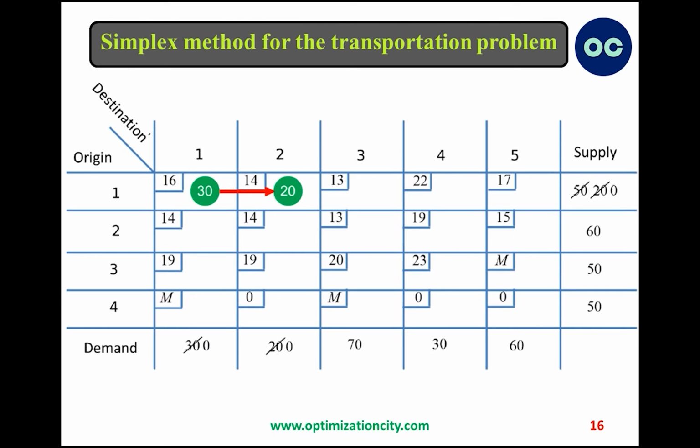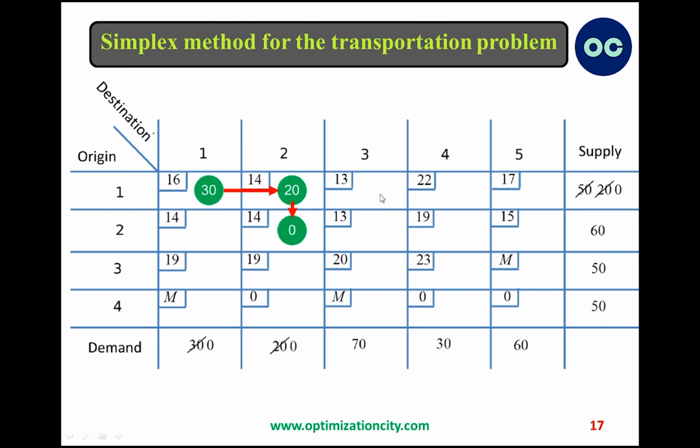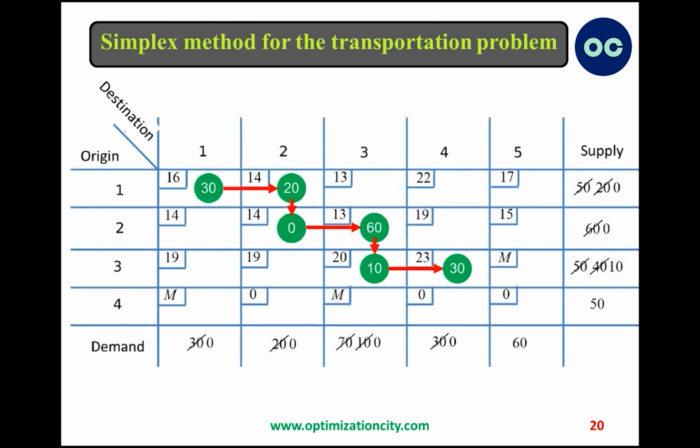We go to the x12. The maximum value is 20 here, and we modify these two values. 20 is to 0 and 20 here is to 0. Because demand and supply are both exhausted, we can move right or down. We move down here, and we continue till we satisfy all demand and destination.